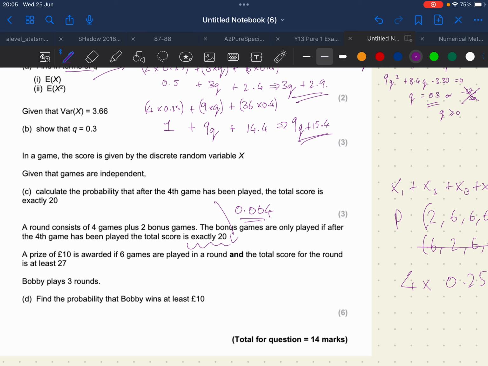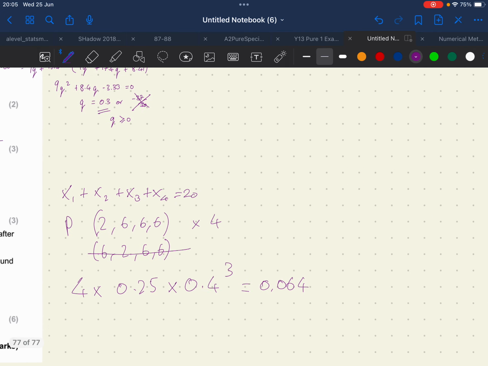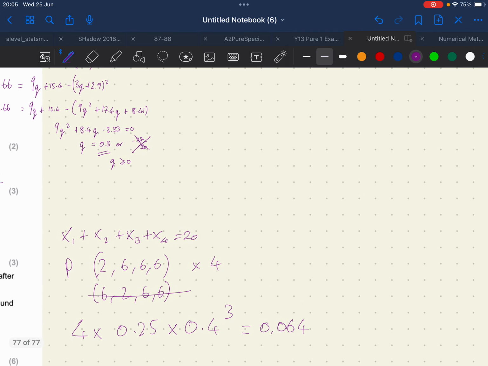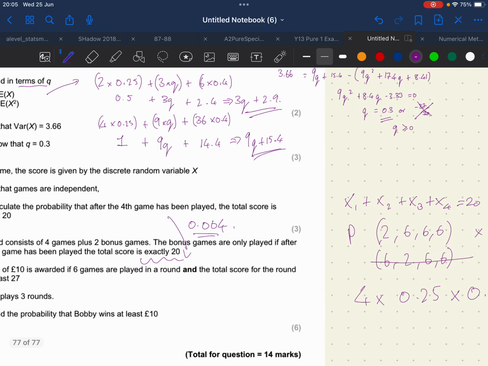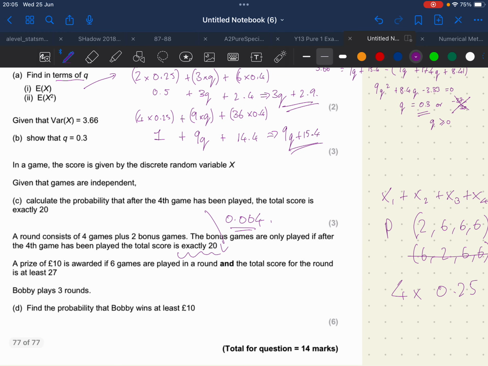A prize of £10 is awarded. Well, if you look, there's no other pound sign, so this is the only place that you can win money. So it is awarded if the 6 games, which can only happen after this, and the total is 27. Well, we know that at the end of round 4, we get 20, don't we? So we're just looking now at how you get from 20 to at least 27.